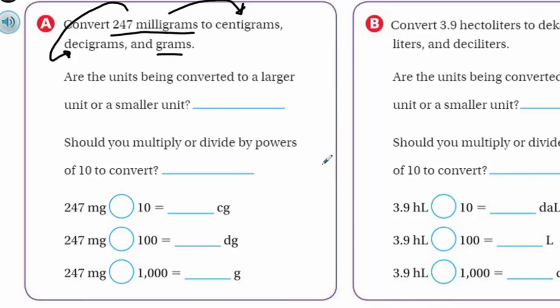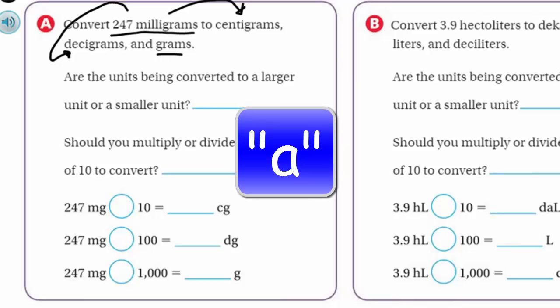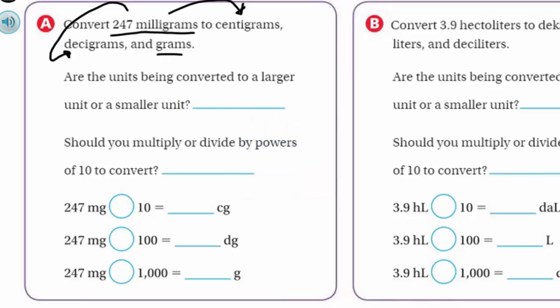Okay, what's important to understand here, again, when we think of that metric chart that they gave us, is that gram is in the middle. Our base unit is gram, meter, and liter, and those are right in the middle. So you can think of any of the units to the right as smaller, and any of the units to the left as larger. Therefore, with 247 milligrams, we need 1,000 milligrams to just make 1 gram. So that means the milligram is way, way, way over to the right.